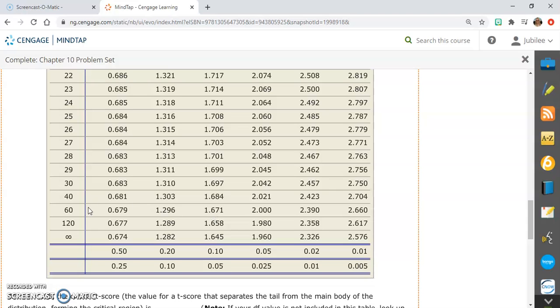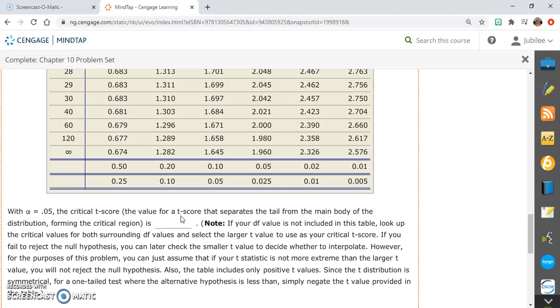Okay, so 68 is between these two right here. And so I have to choose between these two critical regions. I'm going to choose the more conservative answer, which would be the one that is further from 0. So I'm going to choose 1.671. And I see it right here.